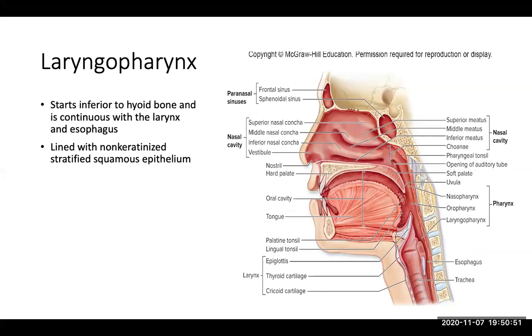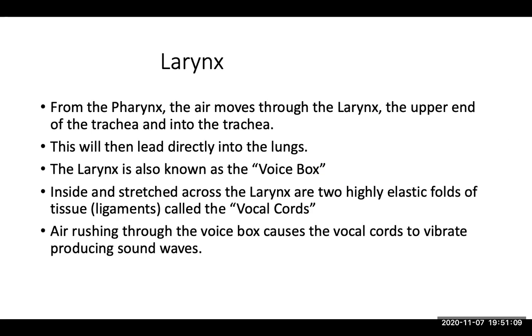The laryngopharynx then starts right inferior to your hyoid bone and is continuous with the larynx and the esophagus. It's also lined with non-keratinized stratified squamous epithelium to resist the abrasion of the food that's swallowed or sliding past it. So here's your larynx.